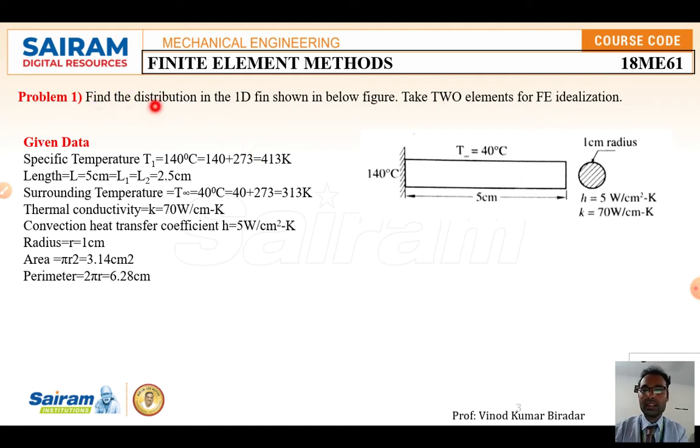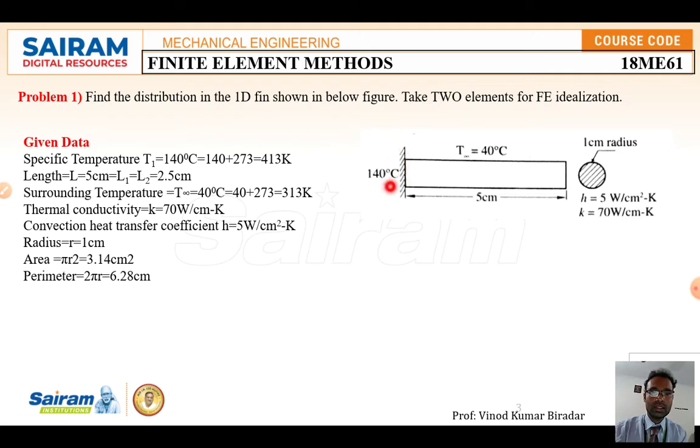Find the temperature distribution in the one dimensional fin as shown in the below figure. Take two elements for the finite element idealization. Look at this, they are telling that there are two elements. Let us consider this as a 2D element. Here this is a one dimensional fin element, and they are also telling us to consider it as a 2D element. This is the figure they gave in the question.